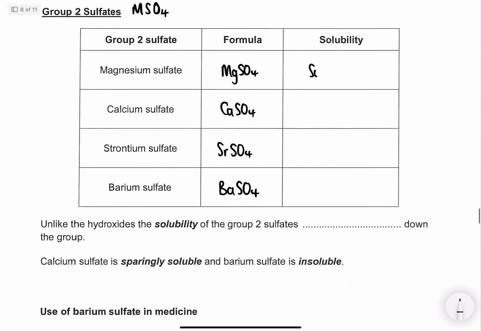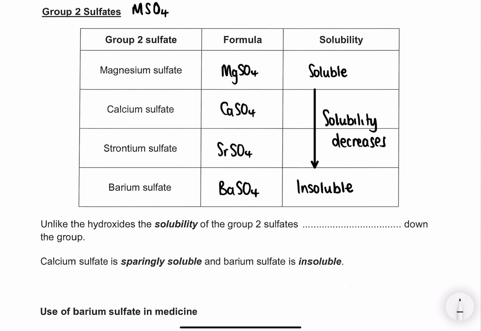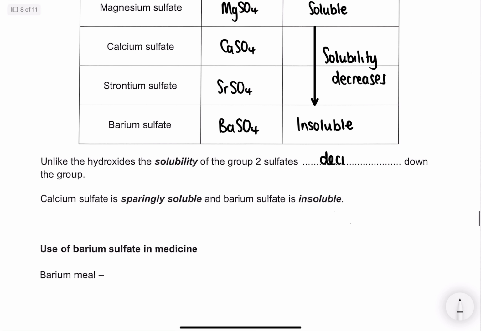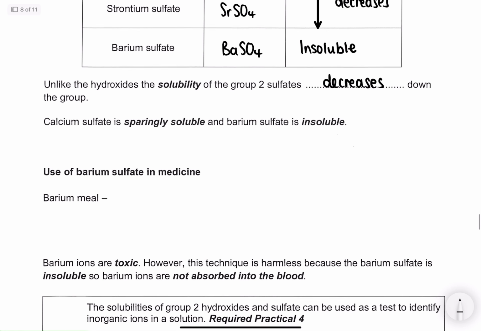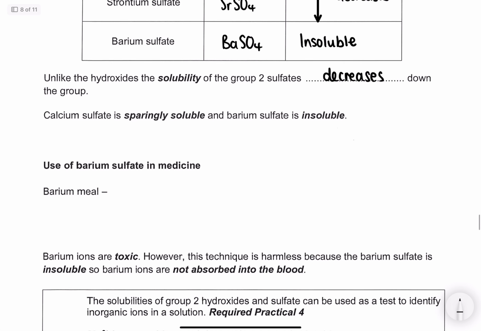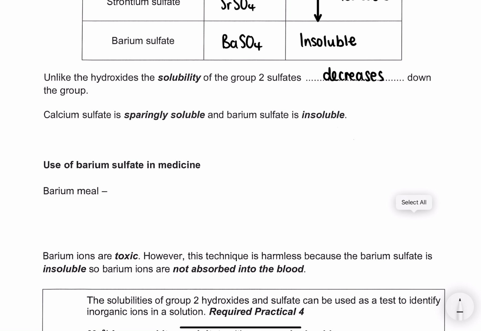So magnesium sulfate is completely soluble, and barium sulfate is incredibly insoluble. And so the solubility of the group 2 sulfates is the opposite to the hydroxides. The solubility decreases down group 2. So calcium sulfate is sparingly soluble and barium sulfate is insoluble.